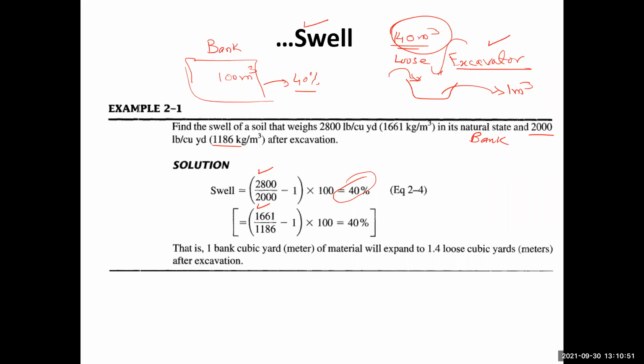This is the reason why we are considering this swell, because the production from the excavator will be measured in the loose volume. So we need the loose volume for the production of the excavator, and then we want to find how much loose volume we have to do. If we just make our calculations based on the bank volume, then our calculations will be wrong. Therefore, in this case, we need to consider the swell.